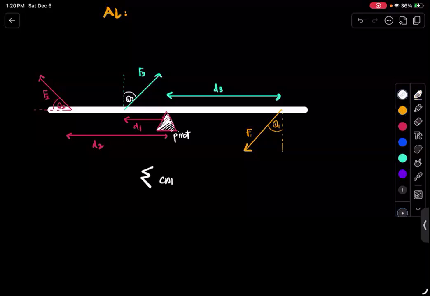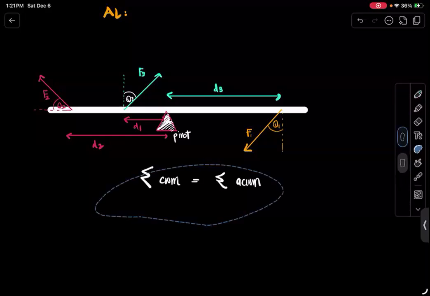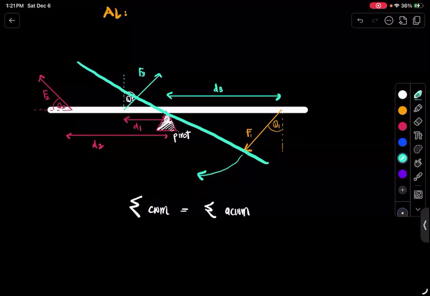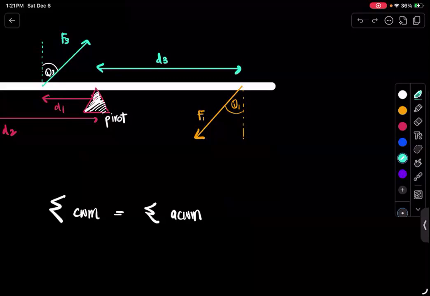So the sum of clockwise moments should equal the sum of anti-clockwise moments. Now, what are the clockwise moments? I think that this force is probably going to make the bar turn like this. It's going to turn it clockwise. Now, think about it. If this force is F1 in this direction, then this must have two components. It has a component like this. And what would this be? This would be F1 cos theta 1, right?